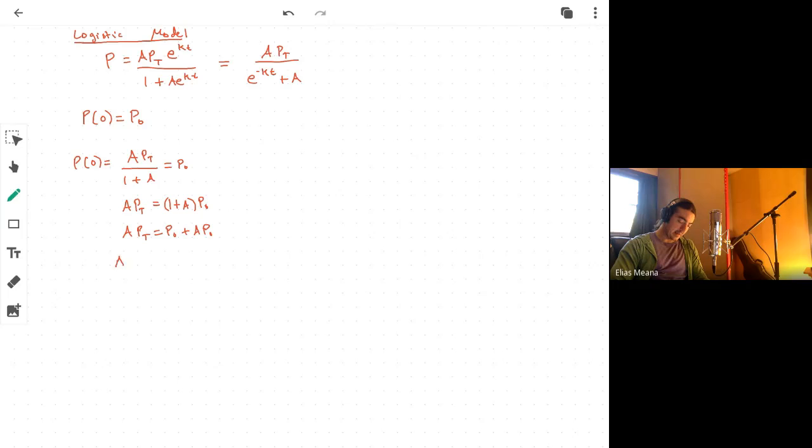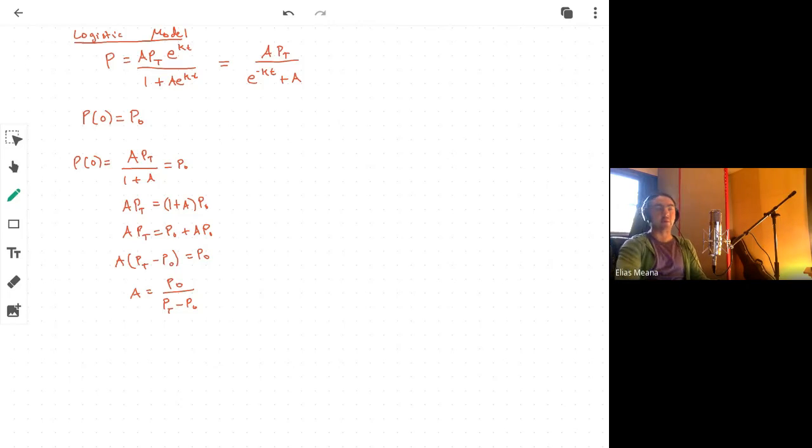So we get A times pt minus p0 equals p0. And so our A is p0 over pt minus p0. So it's really not that easy to interpret, right? It's like the proportion of the initial population divided by the difference between the total and the initial population. That's not that easy to interpret what this means, but of course you can use this now, right?